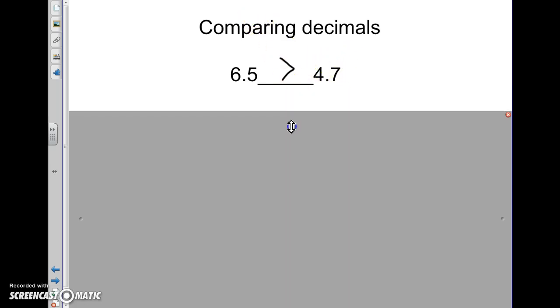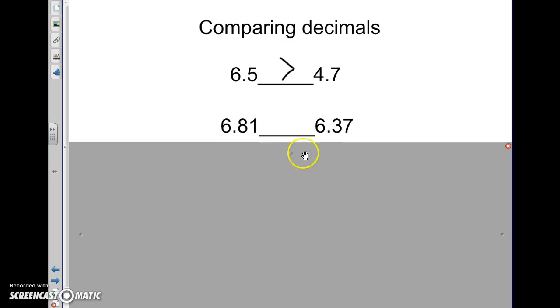Okay. Looking at the next number, we have 6.81 and 6.37. In this comparison, the ones place in both numbers is the same, 6. So then we look to the next place value over, which is the tenths place. Here we have 8 in this place and 3 in this place value. In the tenths place, this is 8/10 versus 3/10. So therefore, 6.81 is larger than 6.37, which remember can also be read as 6 and 81/100ths versus 6 and 37/100ths.